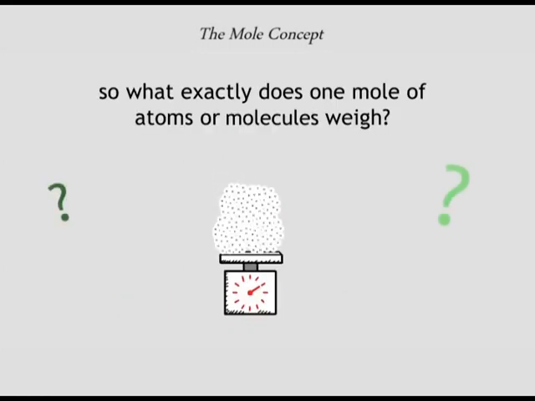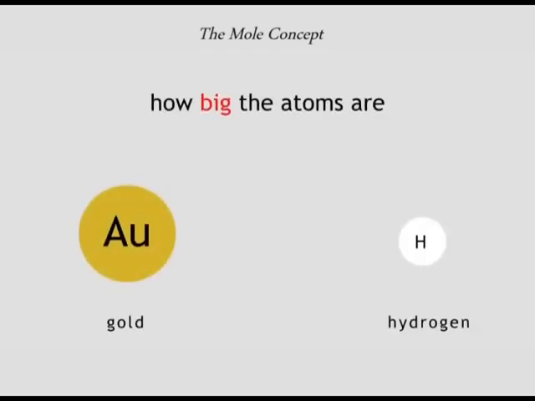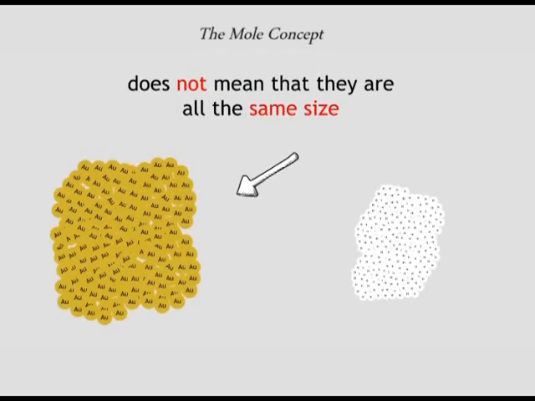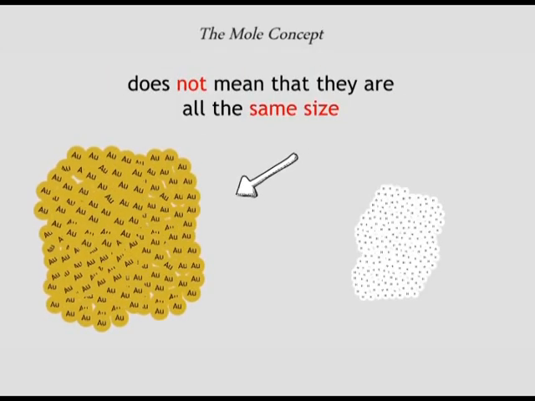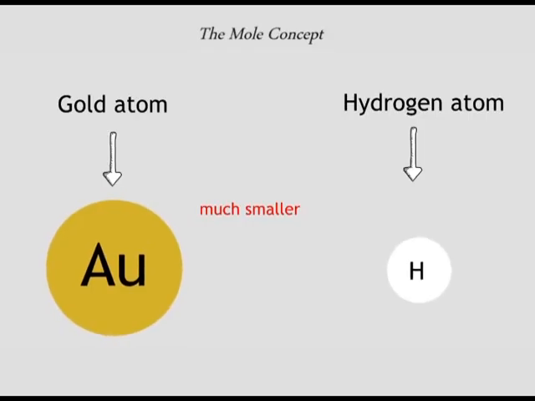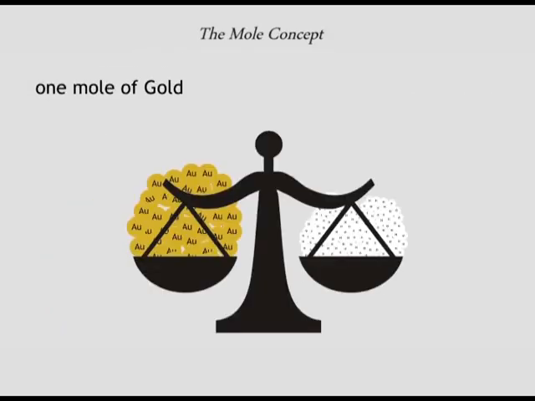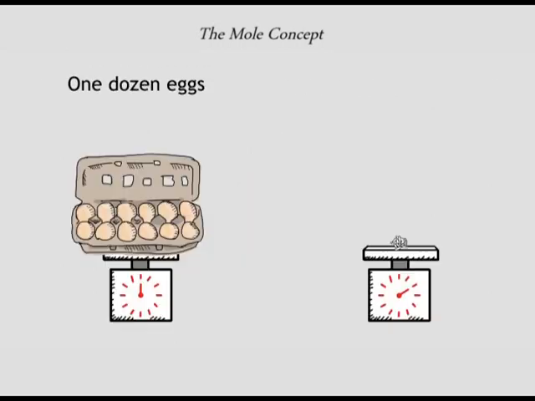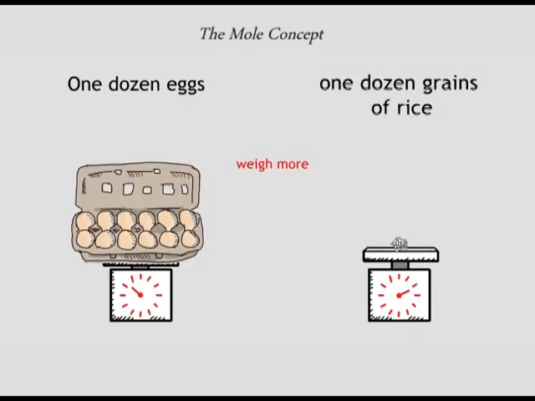So what exactly does 1 mole of atoms or molecules weigh? Well, this depends on just how big the atoms are. Just because we have the same number of atoms in 1 mole, it does not mean they are all the same size. For instance, you're probably aware that a hydrogen atom is much smaller than a gold atom. So 1 mole of gold will weigh much more than 1 mole of hydrogen, just in the same way that a dozen eggs will weigh more than a dozen grains of rice. We'll look at this in molar mass next.